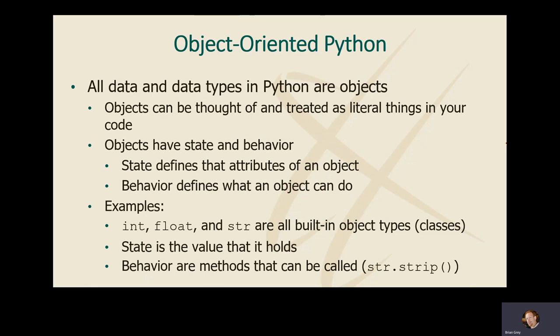Behaviors are the methods that can be called. So our string type, you can call .strip, which will take off white space on the edge. Our list, you can call .append, and you can add a value to the end of your list. Okay, so objects are the data and data types that are held in Python. State are the values that are held in the object, and behavior are the methods that you can call on each of these objects.